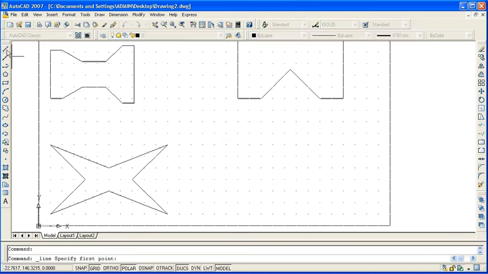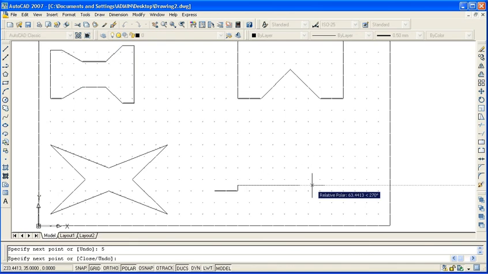Go to the line command. The first point is 150, 30. Enter. Keep the cursor in the horizontal direction and enter 20. Type 20. Enter. Keep the cursor in the vertical direction. Type the value 5. Enter.